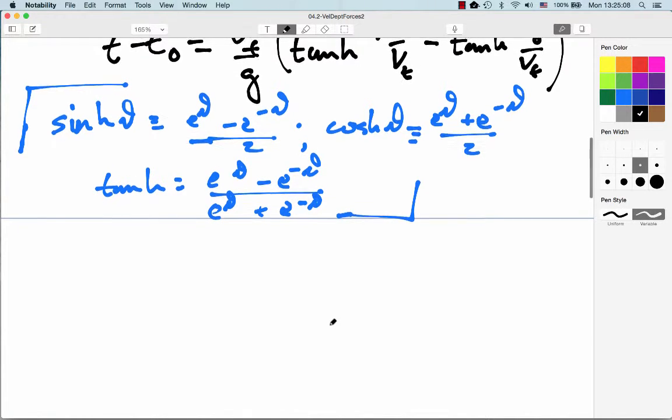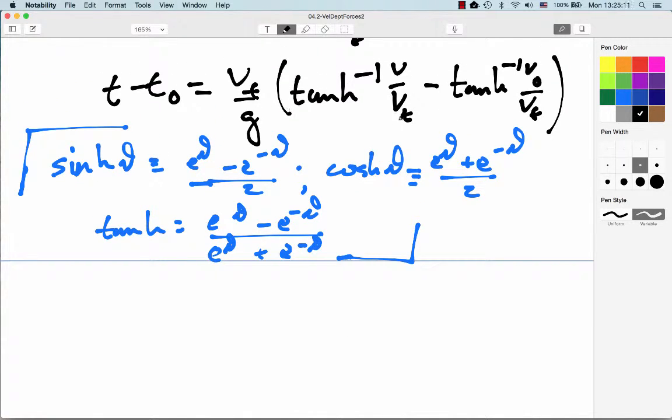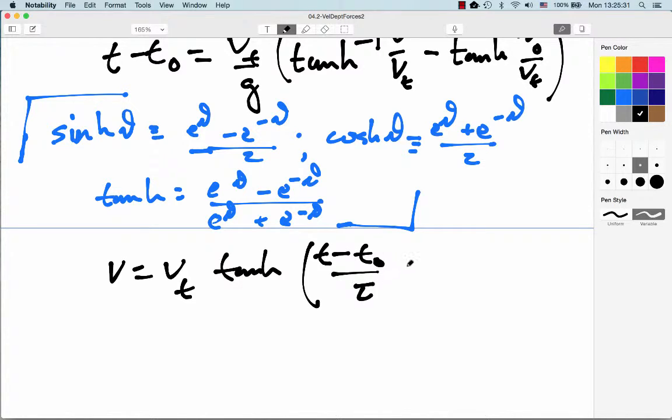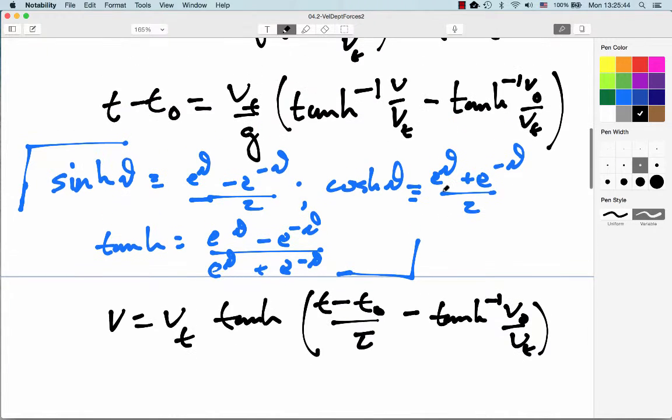So anyway, we can take this monstrosity here and we want to pull v out from it. So we'll get that by saying that v equals v terminal times the tanh of (t minus t naught over tau) minus the arctangent of v naught over v terminal. Woohoo.